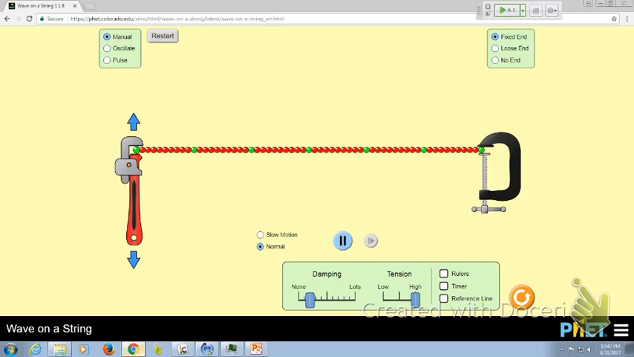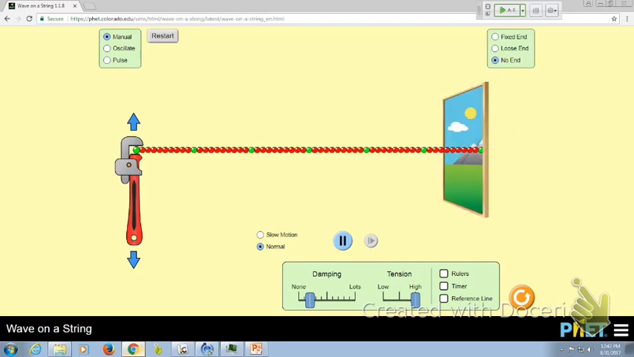You've got a lot of control over this. What can I play with? I can have a manual, an oscillatory, or a pulse type of motion. And then at the end, I can have a fixed end or a loose end, or no end if I like. It goes out of a window. But let's say we have a fixed end.